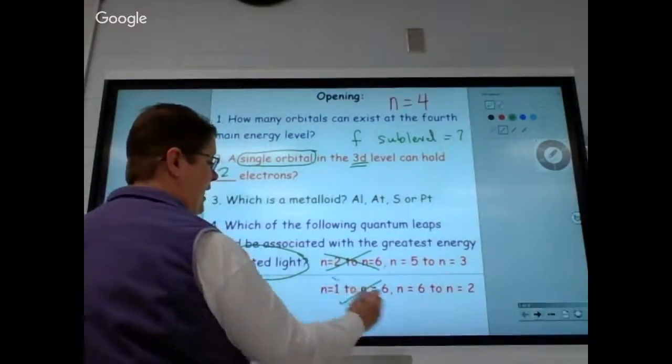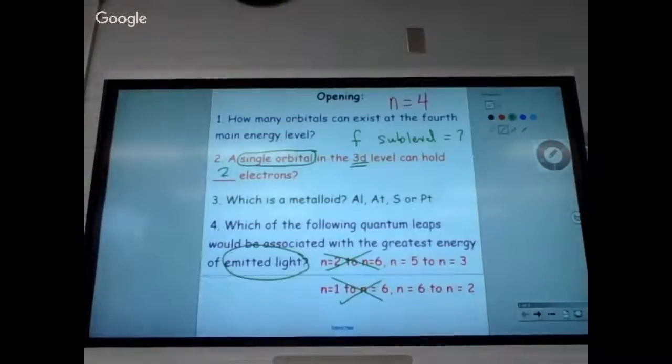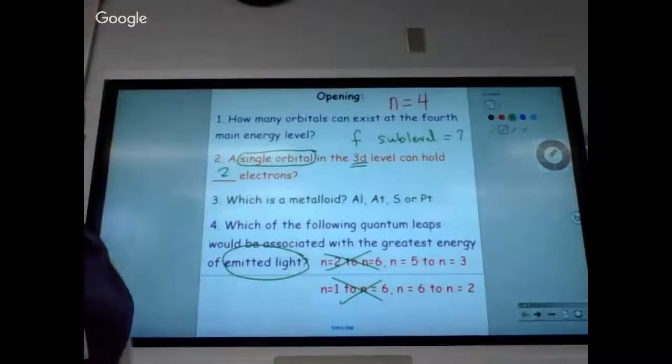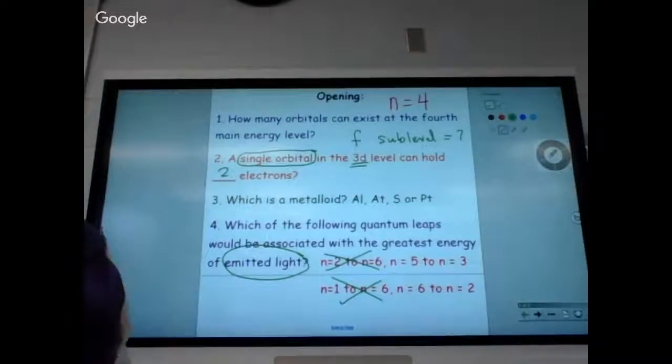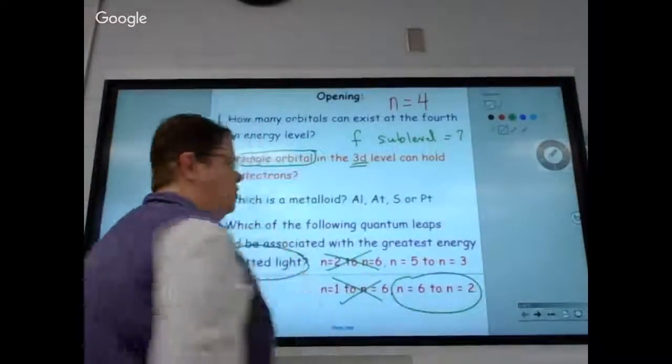That means this one's out because they both do what? They go up, so the energy is absorbed. Is everybody okay with those? Okay, so the greatest leap going down has to have the greatest difference in what? Number. Everybody all right with that? Any issues with opening number 1?